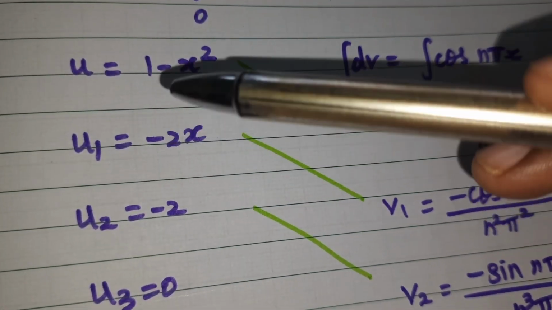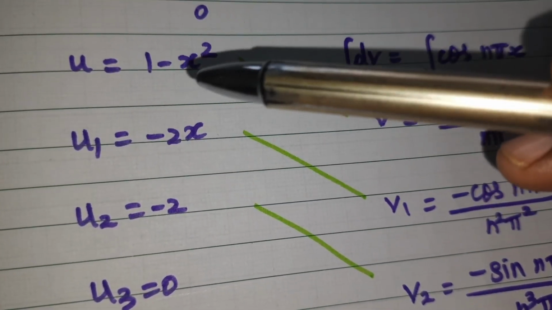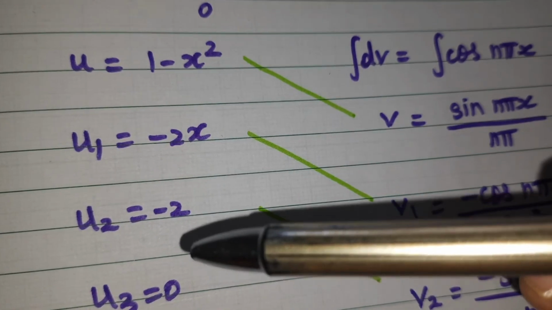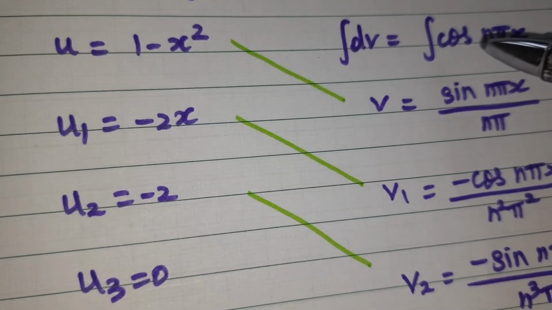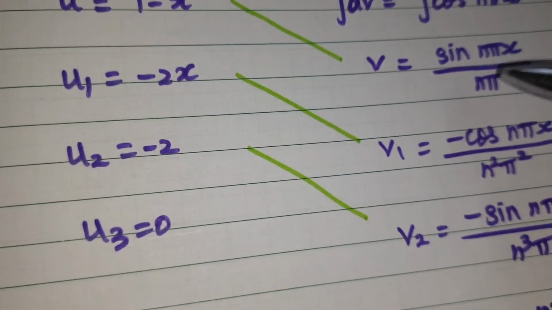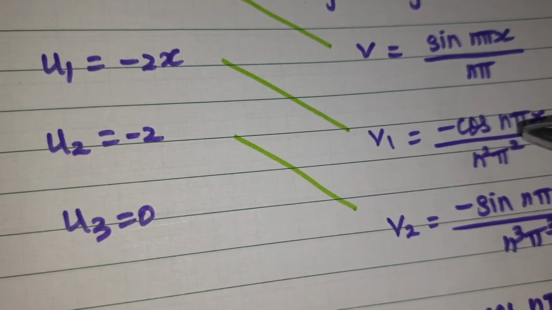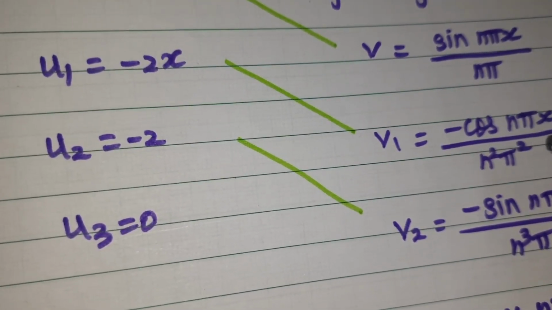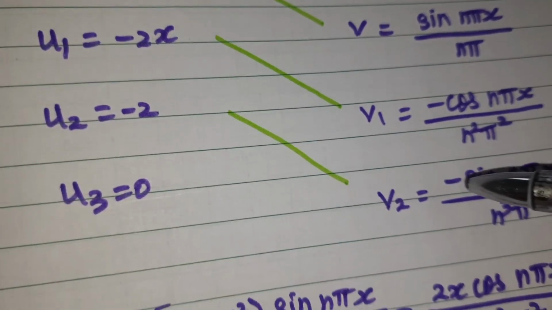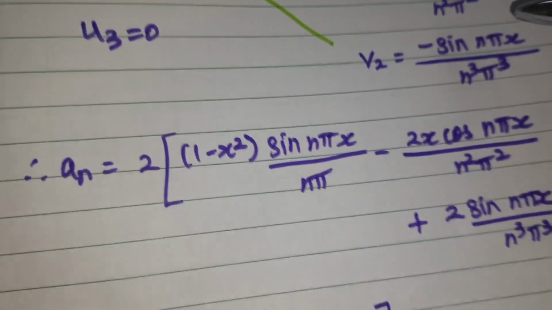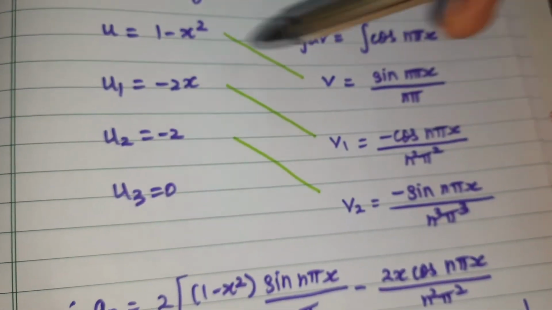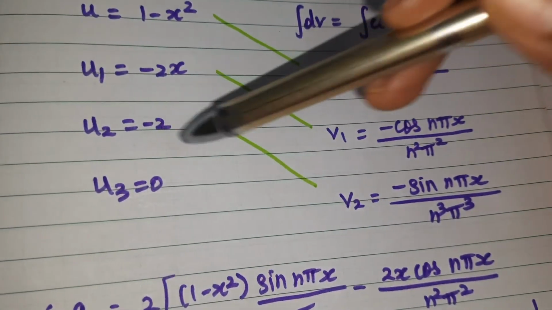Therefore differentiation of 1 minus x square is minus 2x, and again if we differentiate it becomes minus 2. Here integration of cos x is sin x and integration of sin x is minus cos x, again integration of cos x is sin x. Therefore minus sin n pi x divided by n cube pi cube. So use the formula uv minus u1 v1 plus u2 v2.